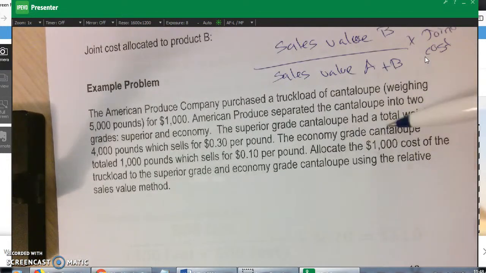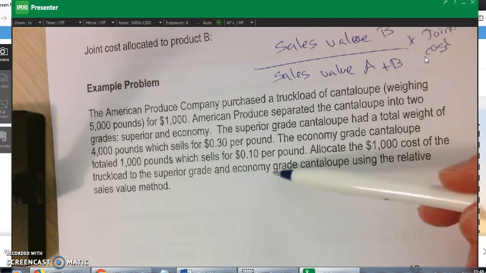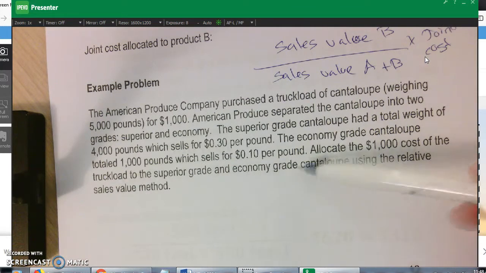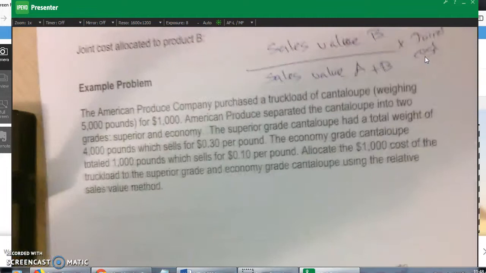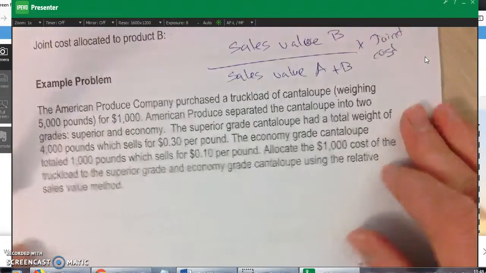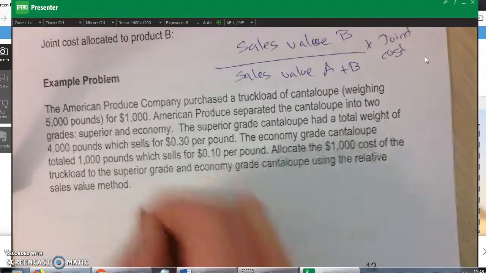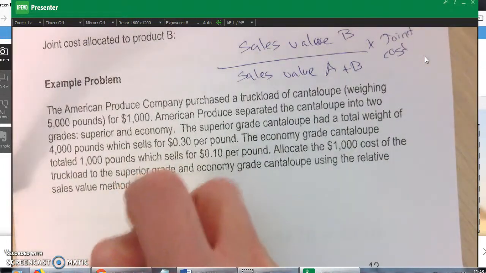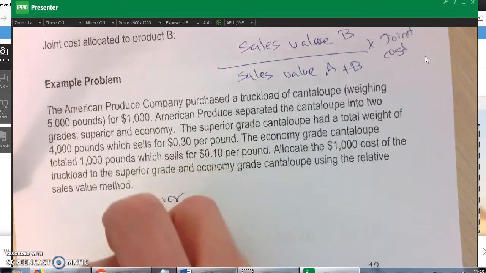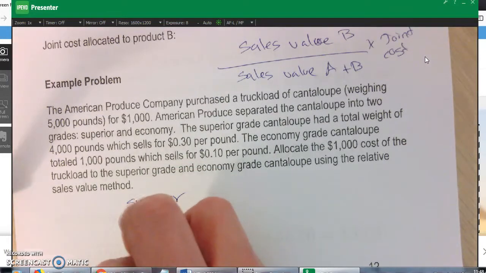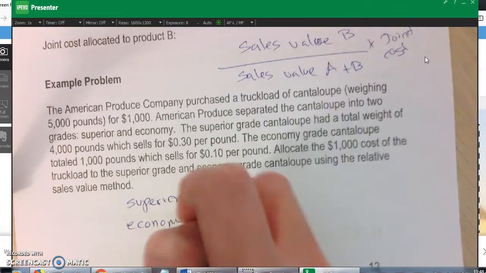Okay, the economy grade cantaloupe totaled 1,000 pounds, and that sells for 10 cents a pound. Allocate the initial $1,000 cost of the truckload to the superior and economy grade cantaloupe using the relative sales value method. So I have to come over here and calculate the sales value of my superior and the sales value of my economy. Okay, those are the first two things I have to do.